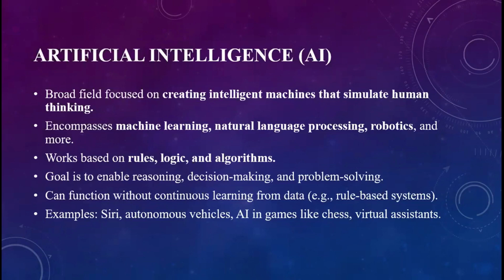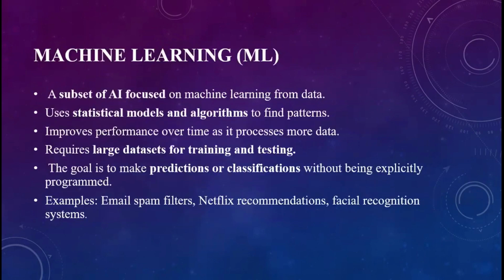For example, Siri, automatic vehicles, AI in games like chess, virtual assistants, and even Amazon Alexa can be considered artificial intelligence. So these are the basic definitions of artificial intelligence. Next, I would go to our topic, which is machine learning.